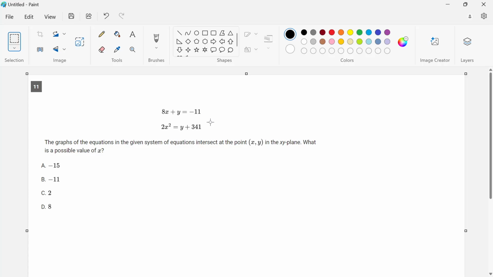Well, this is systems of equations. And maybe you recognize that one is a line and one is a parabola, maybe you don't. But this is a job for Desmos.